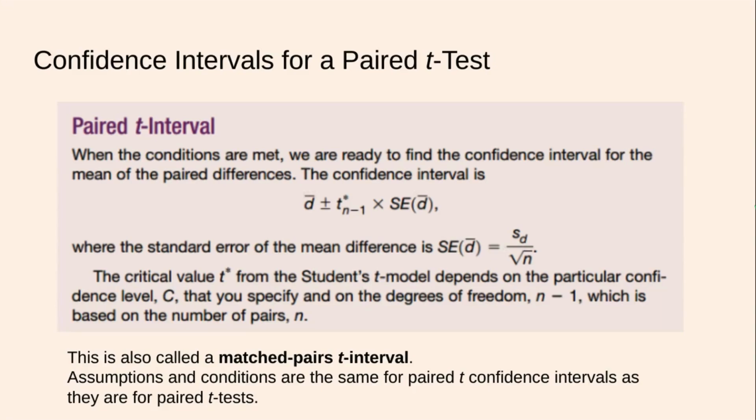Welcome back, AP Stat. This is the second and final part of Chapter 24. We're going to be talking about confidence intervals for a paired t-test.